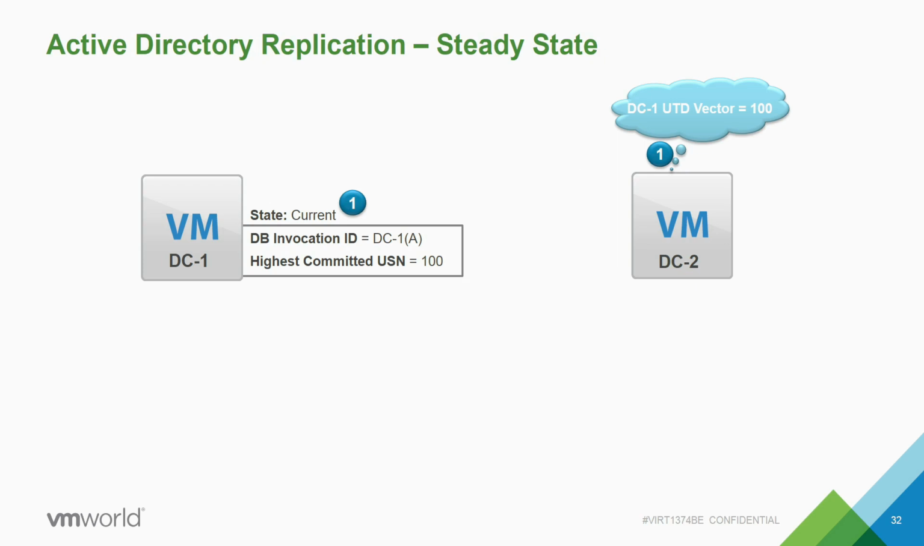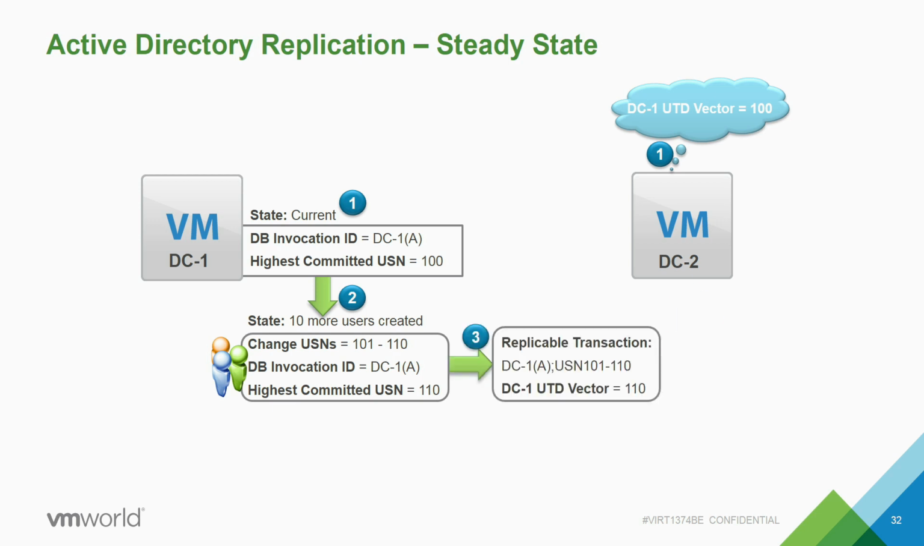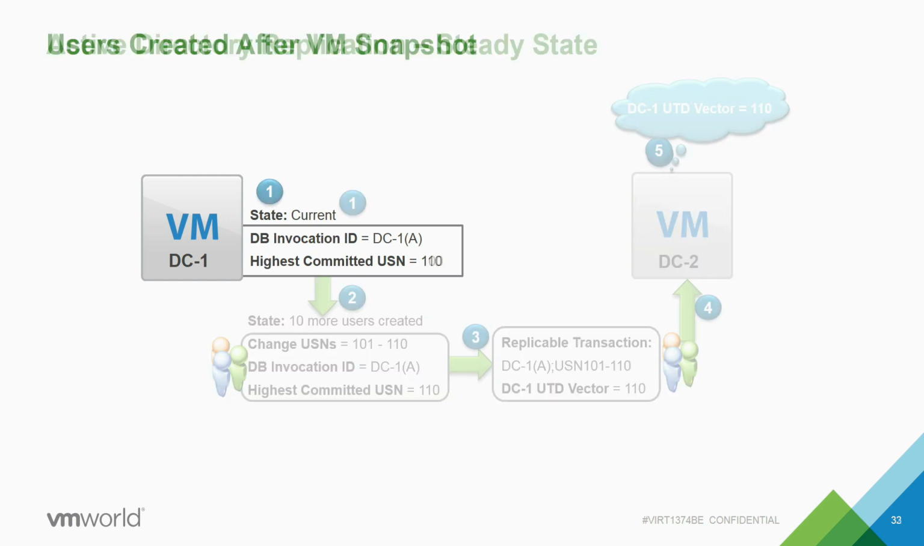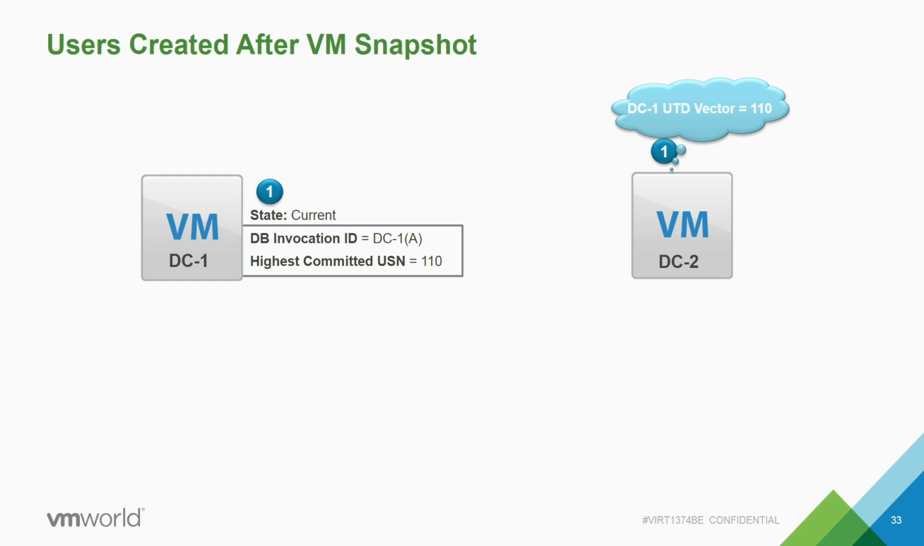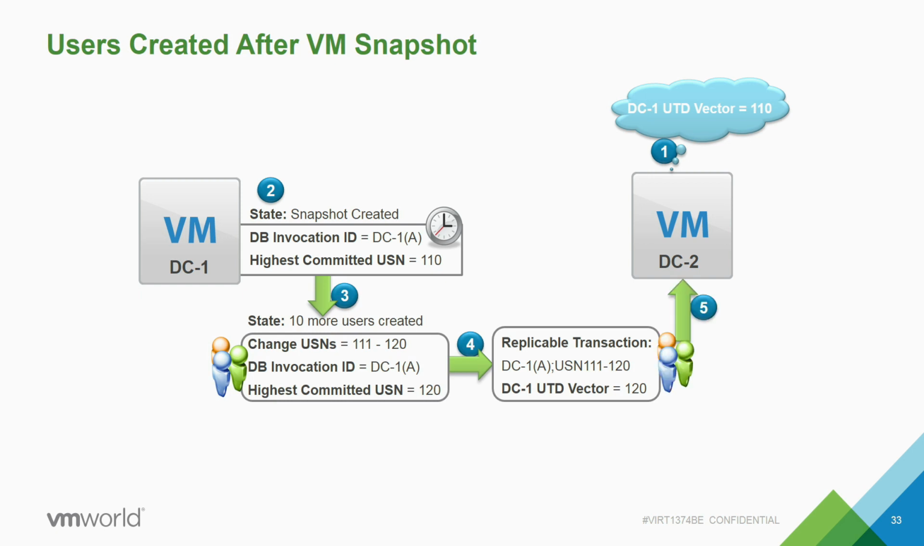Just follow me here on the numbers, all right? I've got DC1, DC2, I've got USN 100, invocation ID A. Everything's fine right now. I'm going to create 10 users, I'm going to increment my USNs, and I'm going to replicate that transaction to DC2. DC2 says, I haven't seen these transactions. I'm at 100, you're at 110. I'm going to accept these. That's fine. Now I'm going to be that sneaky administrator, and I'm going to take a snapshot. Right? So now I've taken a snapshot. Still nothing has changed. I'm at 110 here, I'm at 110 there. Everything's fine. I create 10 more users, and my USN has incremented again. I replicate that over to DC2, and DC2 is going to say, I'm fine with that. I haven't seen these transactions before.